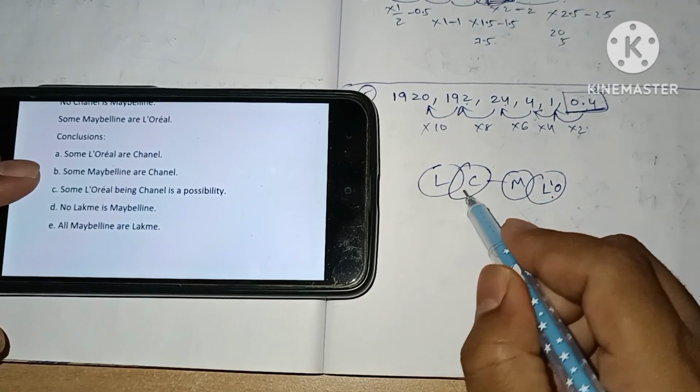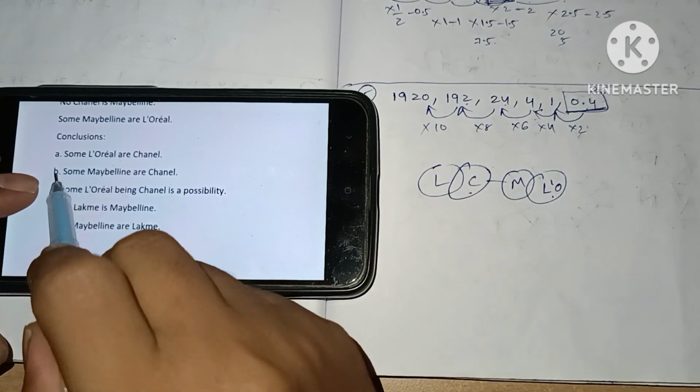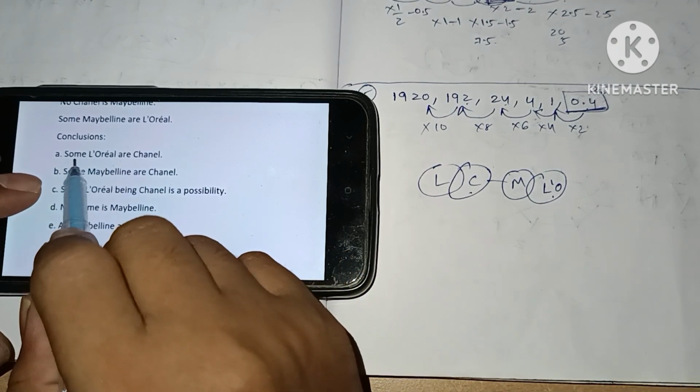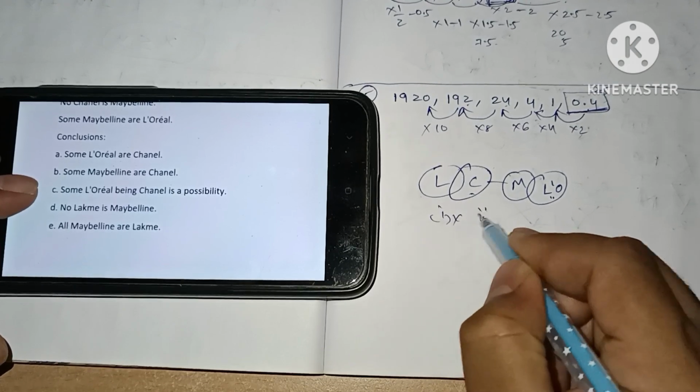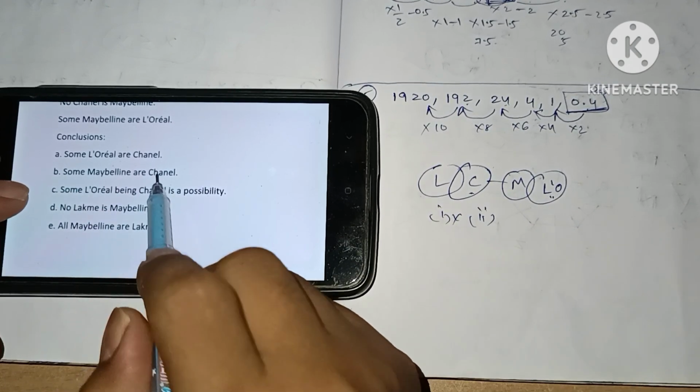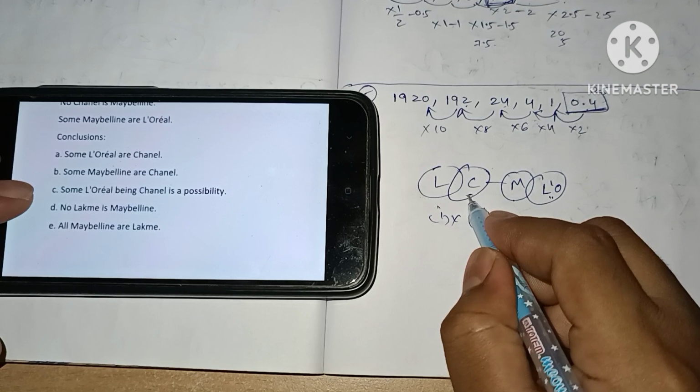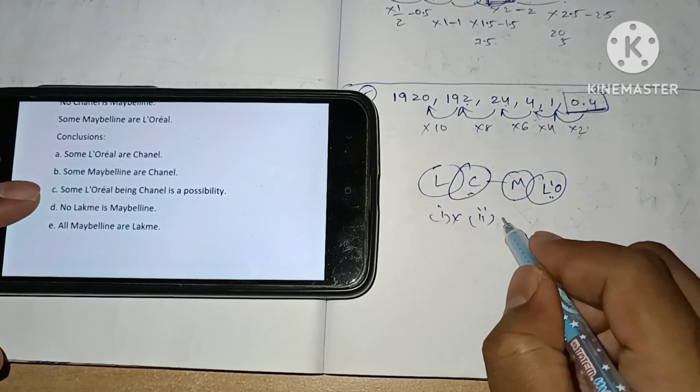This is L'Oreal and this is channel. Talking about a direct conclusion of some, there is no relation between these two. So the first conclusion will be false. Second conclusion, some Mayabelli are channel. Mayabelli and channel, there is no sharing of some part. So the second conclusion will be false.